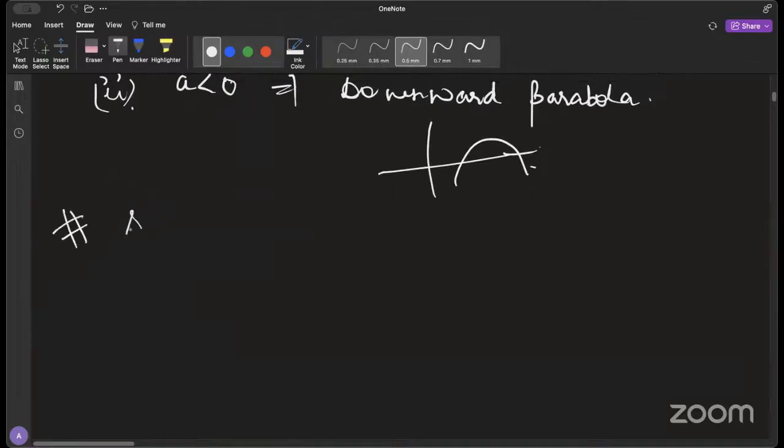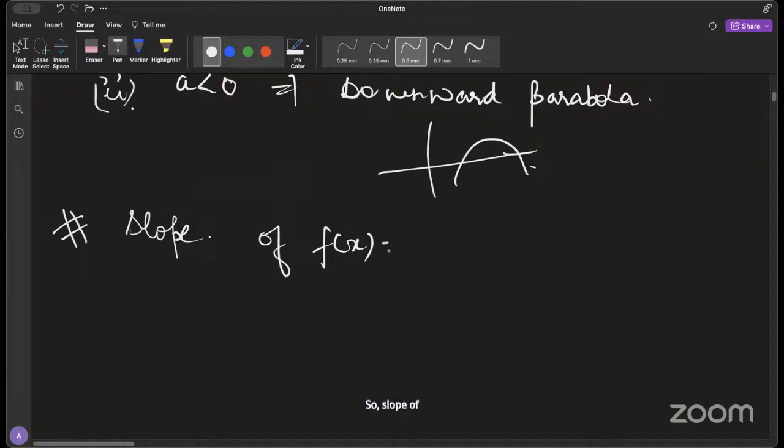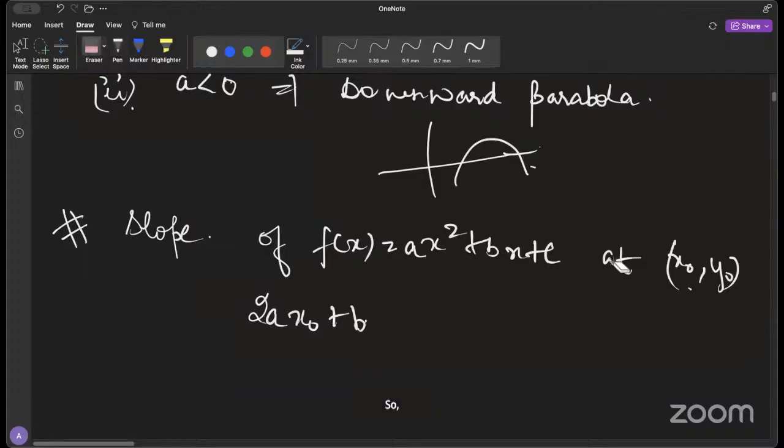The next point is the slope of your parabola. So if we're taking the general form ax squared plus bx plus c, the slope of f(x) equals ax squared plus bx plus c at, let's say you have to find the slope at (x naught, y naught), then it is 2a x naught plus b. So the general slope is this.